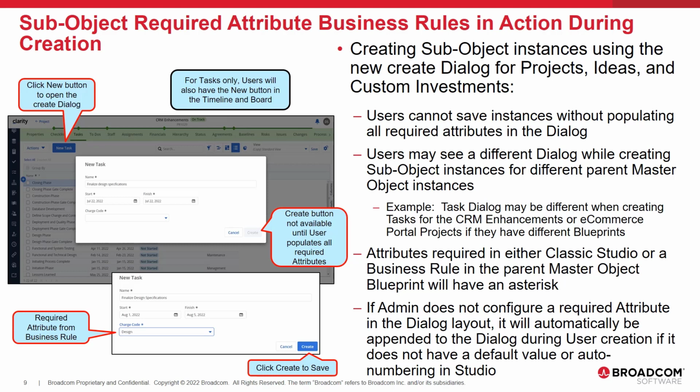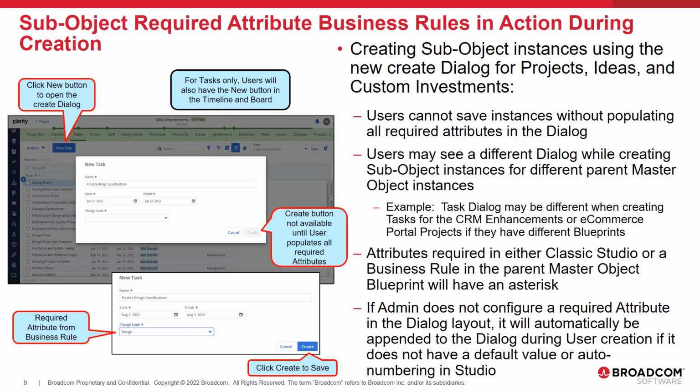In the dialog, users can see which fields are required, and the administrators may have configured some fields in here that are optional that they may want them to fill out too, and those won't have an asterisk. But you can see that the charge code field that we had required for tasks is showing up here as blank with an asterisk next to it saying that we have to fill it out.